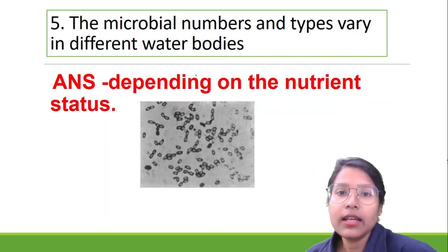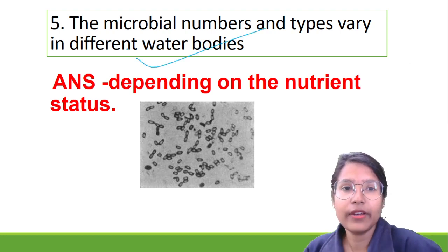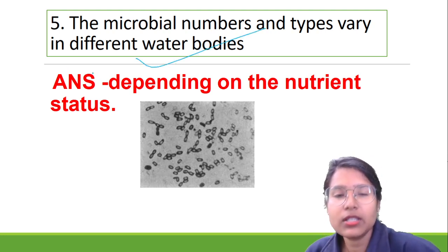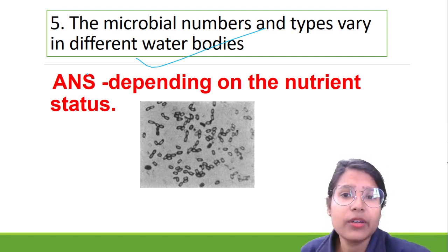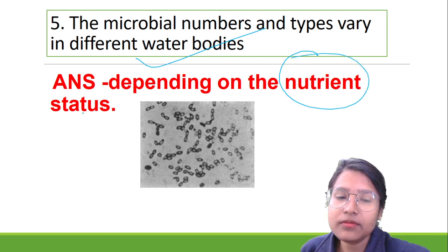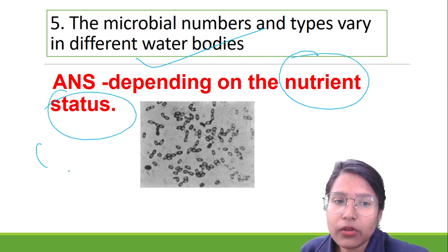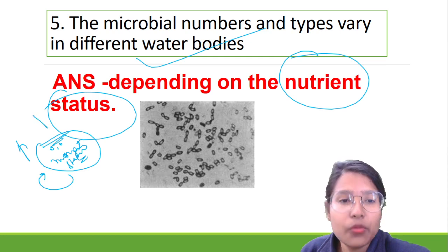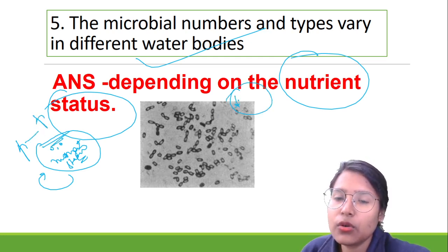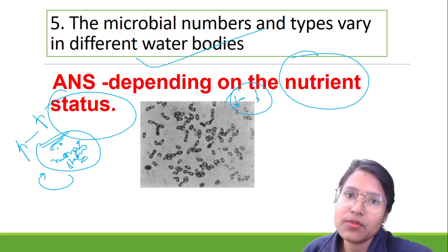Next one is that the microbial number and types vary in different types of water bodies. As you said, different water bodies contain different numbers of microorganisms, which generally depend upon their nutrient status. It means that in a particular water body, if the nutrient status is higher, the number of microbes is also higher. If low nutrient status या low nutrient content, so low microorganisms are there.